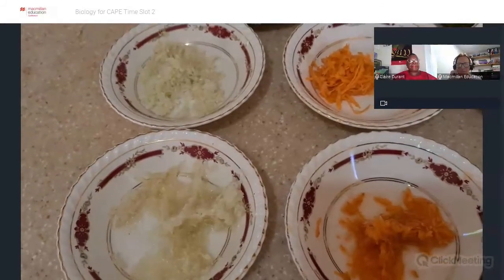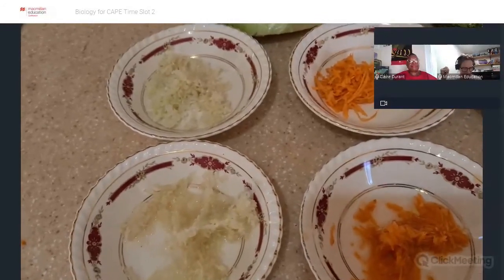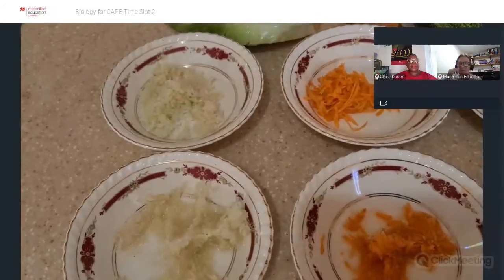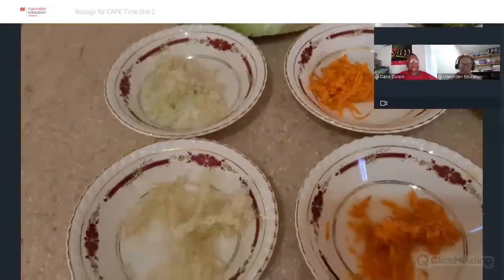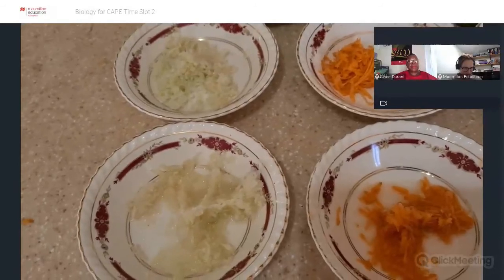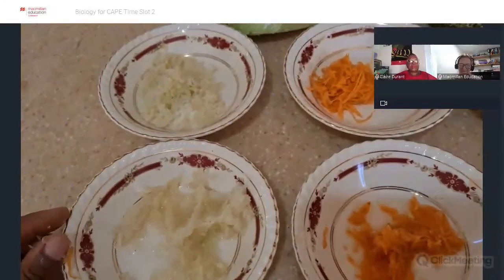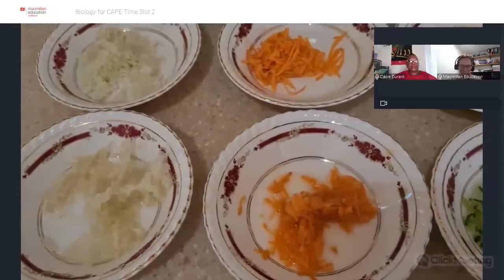inside of the cell through the tonoplast and also through the plasma membrane, and then it comes outside of the cell and accumulates.